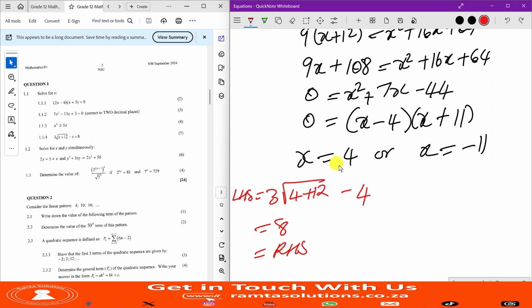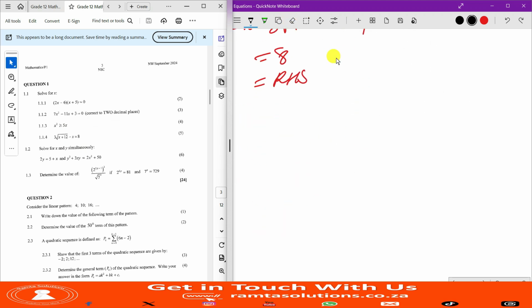So x equals 4 is valid. This one here is not valid. So you can say N/A, or you can put a cross here. Whichever you like, it's okay. So this one is not valid, but x equals 4 is the one that's valid. If you found one to be valid, you don't have to test with another one, especially because the highest power is 1. Okay, cool.